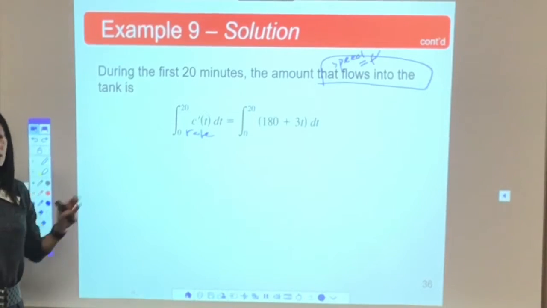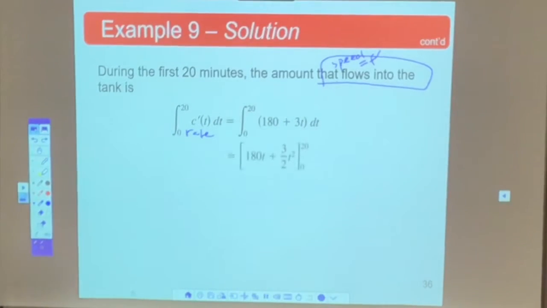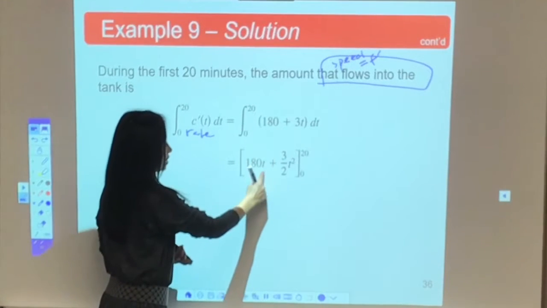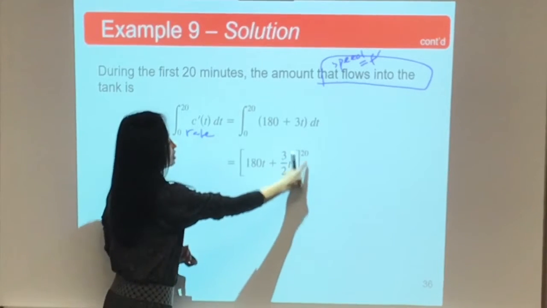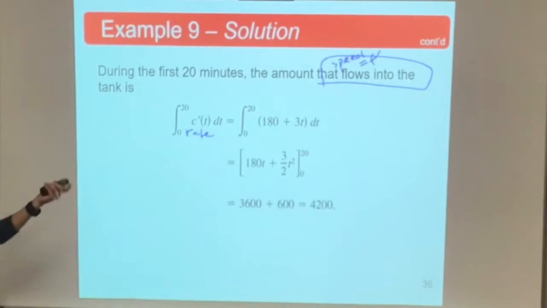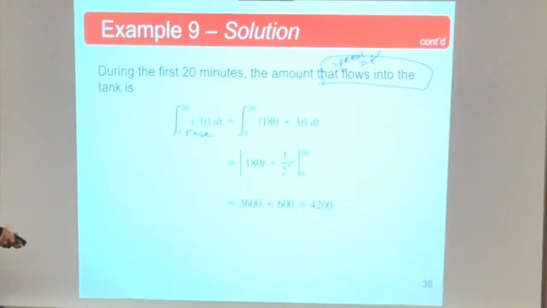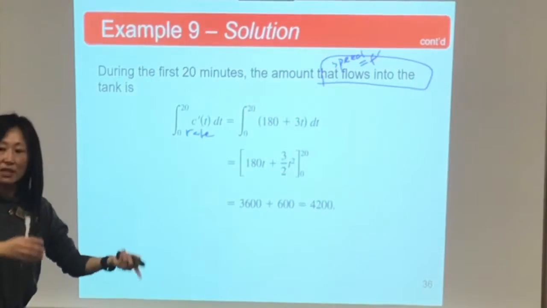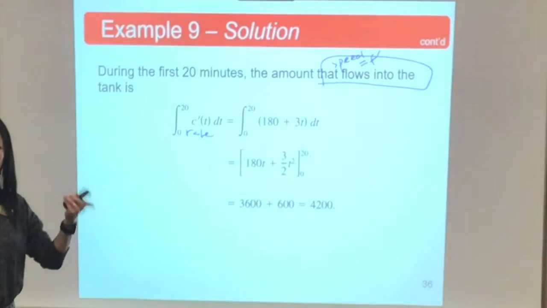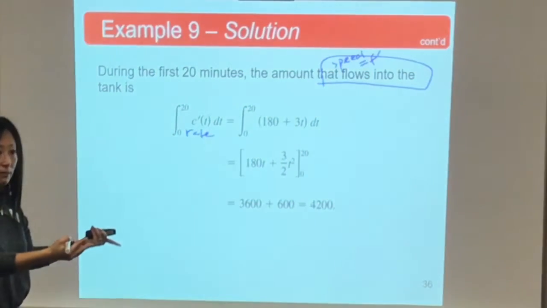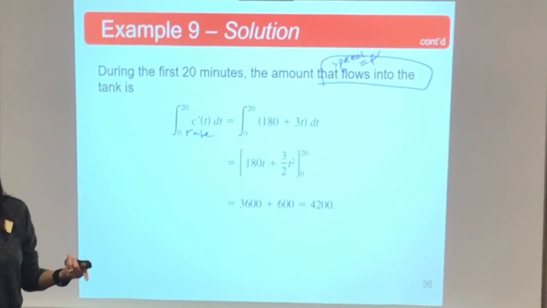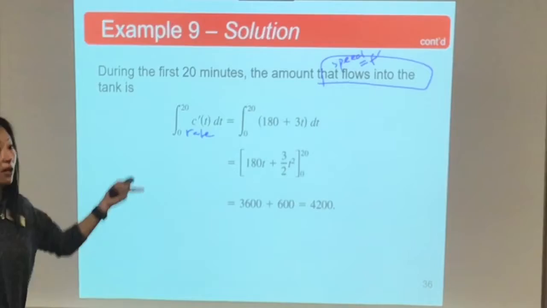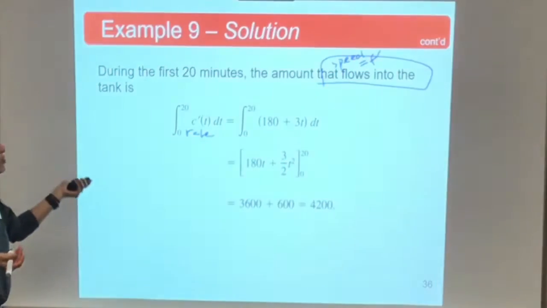Okay, are you with me, class? So I do this one. Do I know how to take the antiderivative of that? Of course. It's 180t plus 3t squared over 2, evaluated from 0 to 20. So this is just showing you an application of the first fundamental theorem of calculus. It can be a net change problem. Are you with me, class? They're showing you, okay, let me tell you where you can use your antiderivative. Where? Net change.